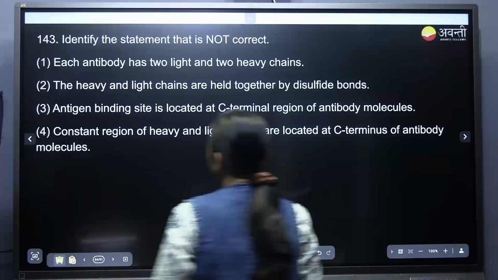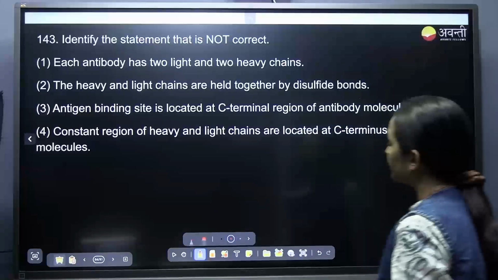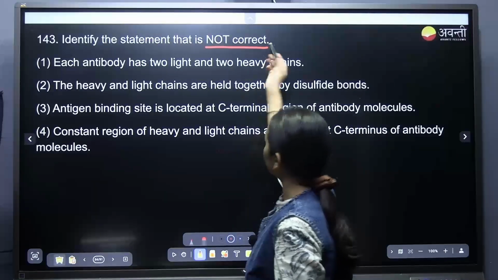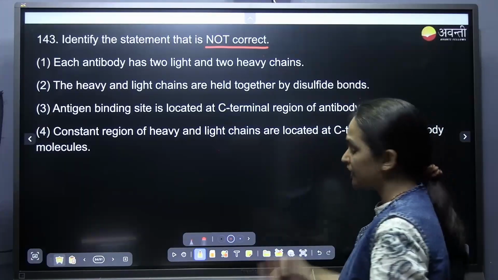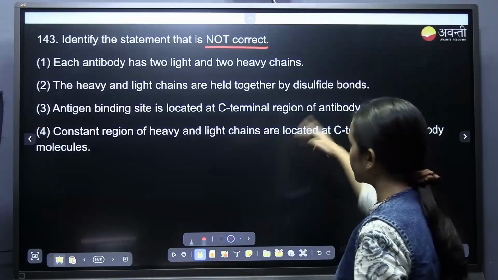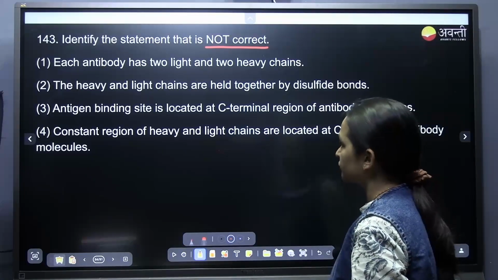Okay, next question. Identify the statement that is not correct. We need to find the statement which is not correct. Whenever there is an incorrect or not correct statement, straight away underline it, so that we notice it after reading the question and the options.